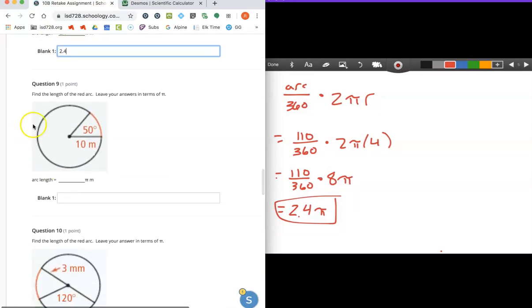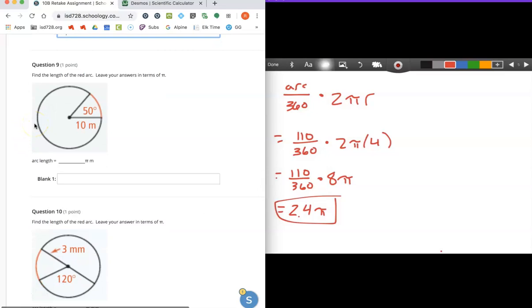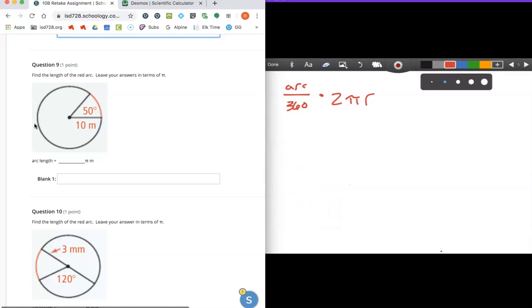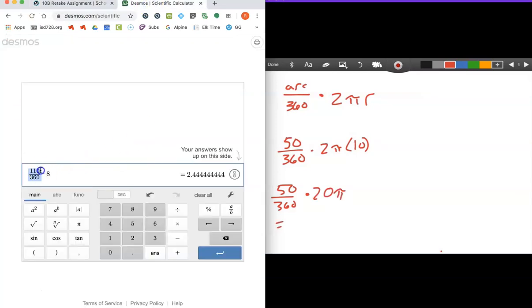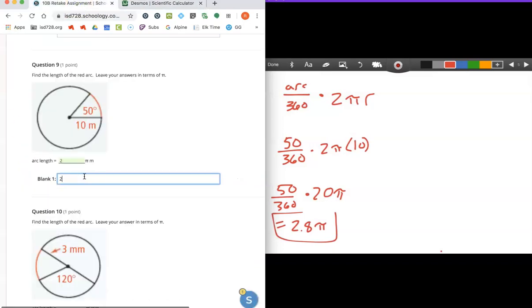Okay. The length of this red arc, well, let's just back up to this piece. The amount of degrees that we want is 50. The radius of this one is 10. So we're going to take 50 over 360 and multiply that by 20, and then leave pi in the answer. So 50 over 360 times 20, that's 2.78. We'll round that up to 2.8. We're not going to put the pi in the calculator. We're going to keep that as part of the answer. So we would type in 2.8.